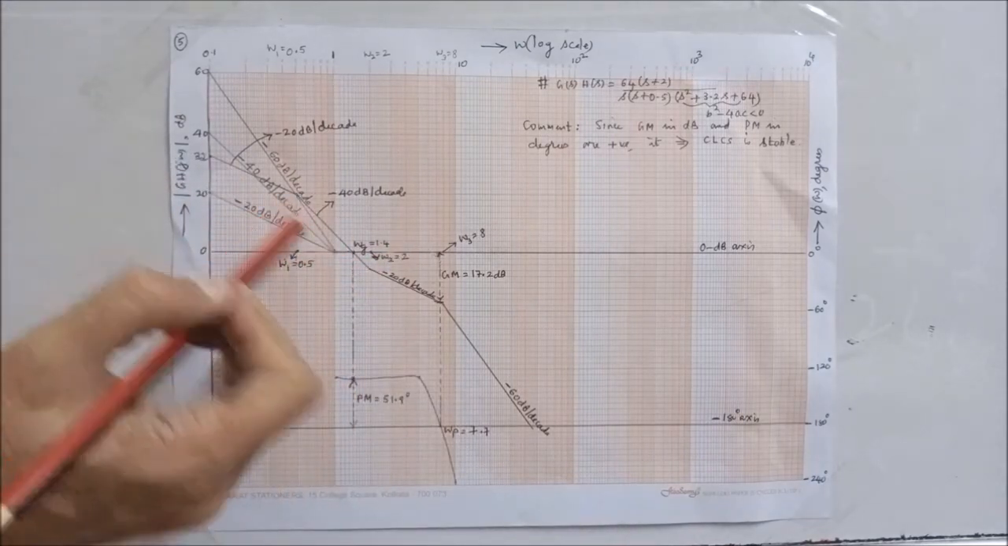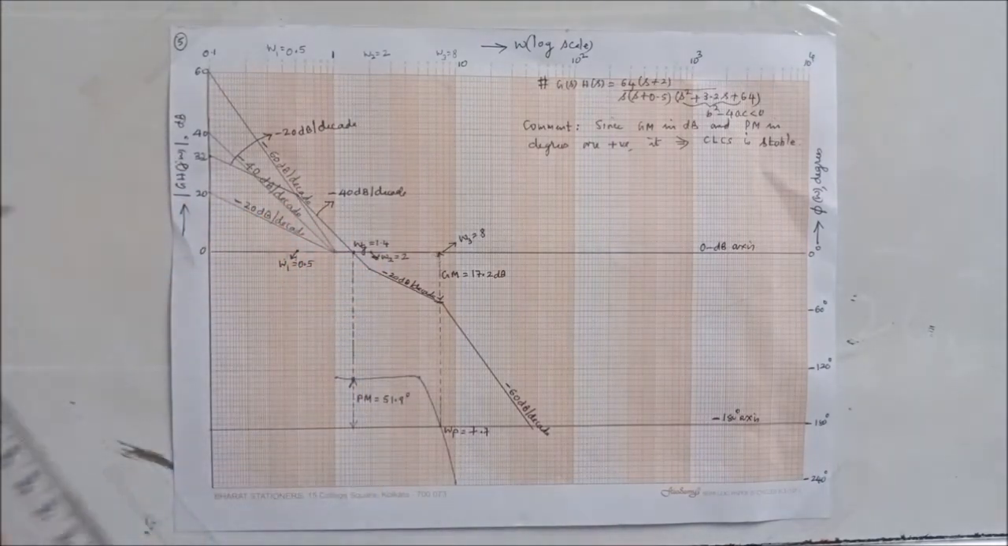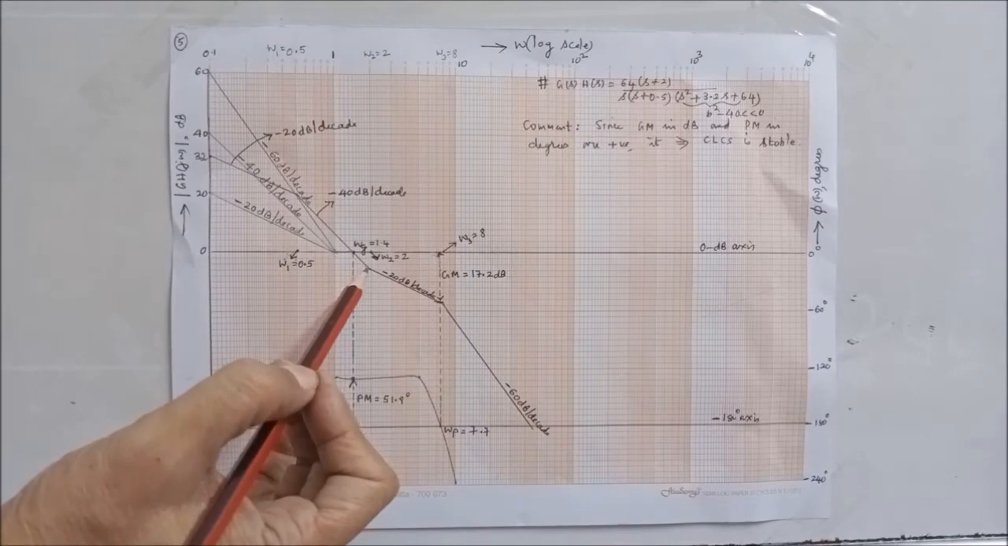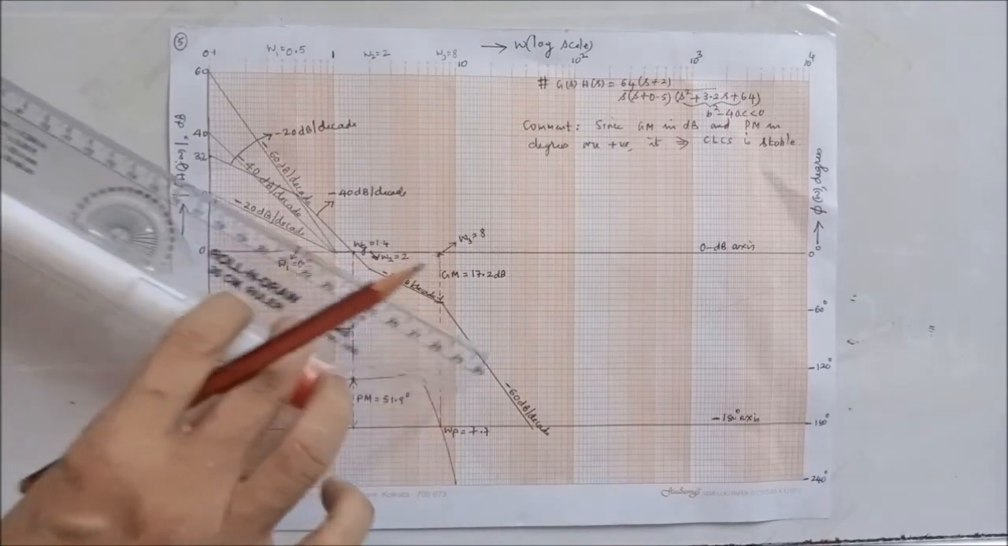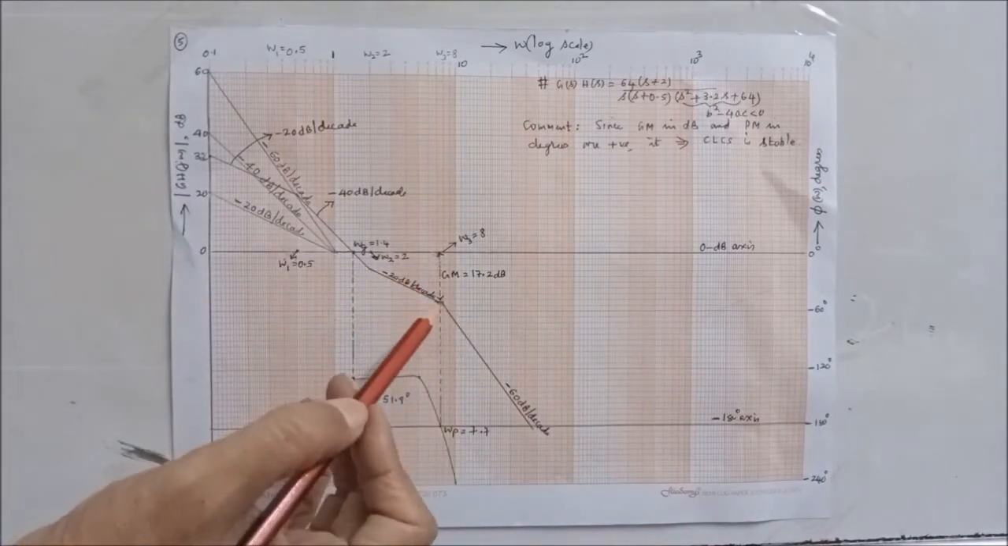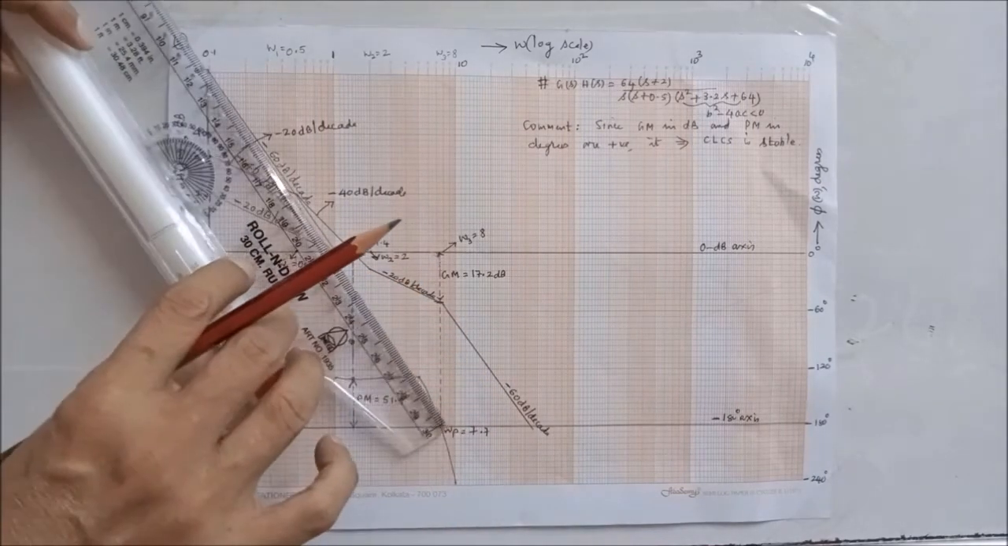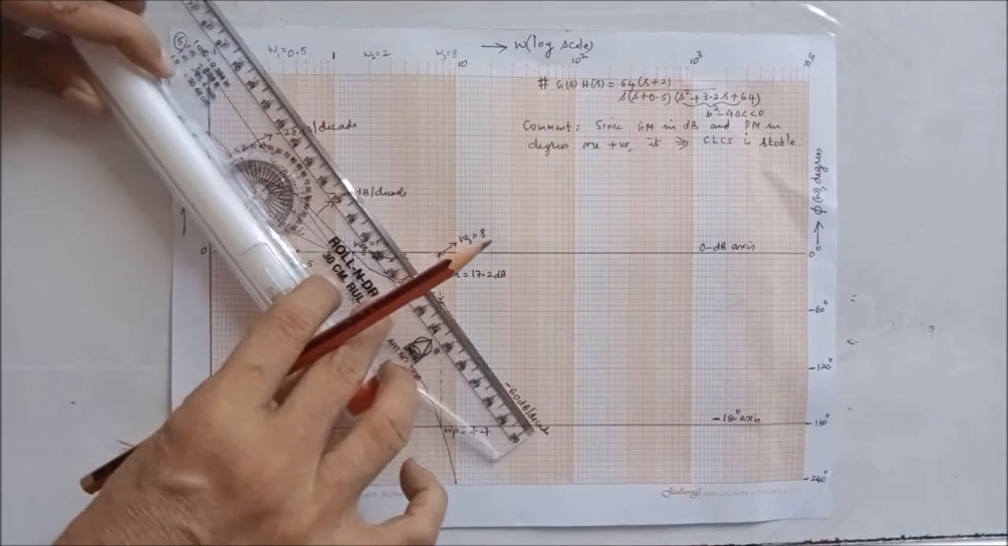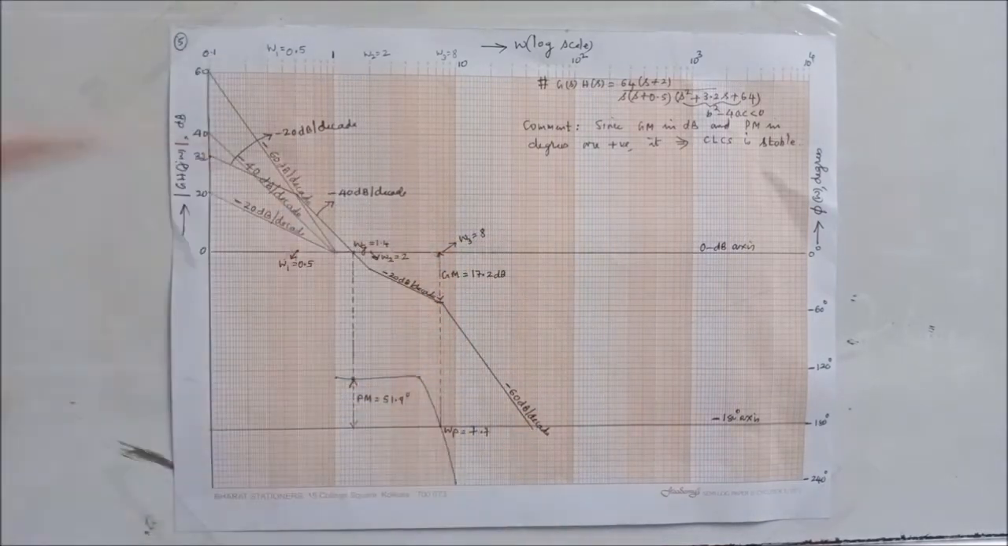So between omega 1 and omega 2, slope is minus 40. Between omega 2 and omega 3, it is again minus 20. So keep it on minus 20 and slide it. Omega 3 onwards minus 60, keep this on minus 60 line and slide it to this point and draw the line. Like this, the magnitude diagram is drawn.